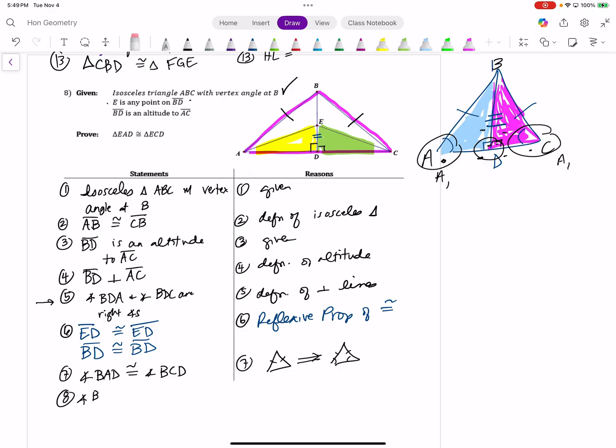Nope, not BAD, BDA. What time is it? 5:49? Hopefully I'll be done by 6. I need to go down there and watch the 8th grade play basketball.